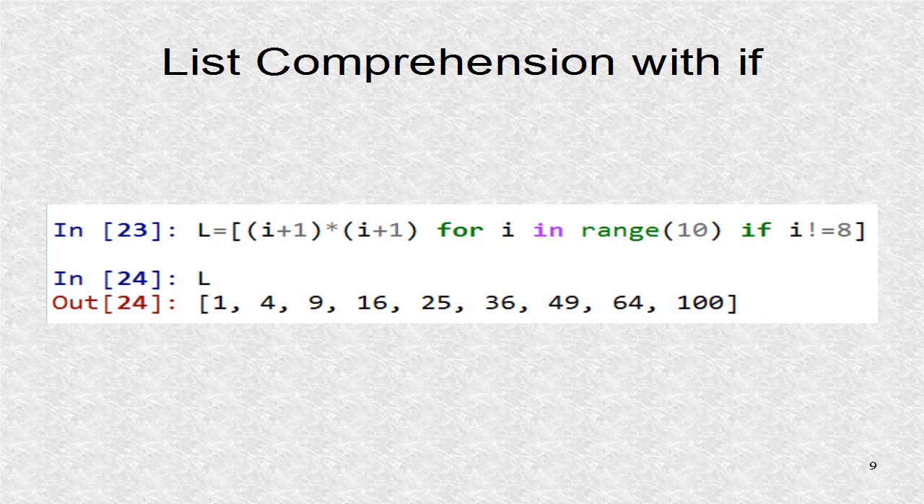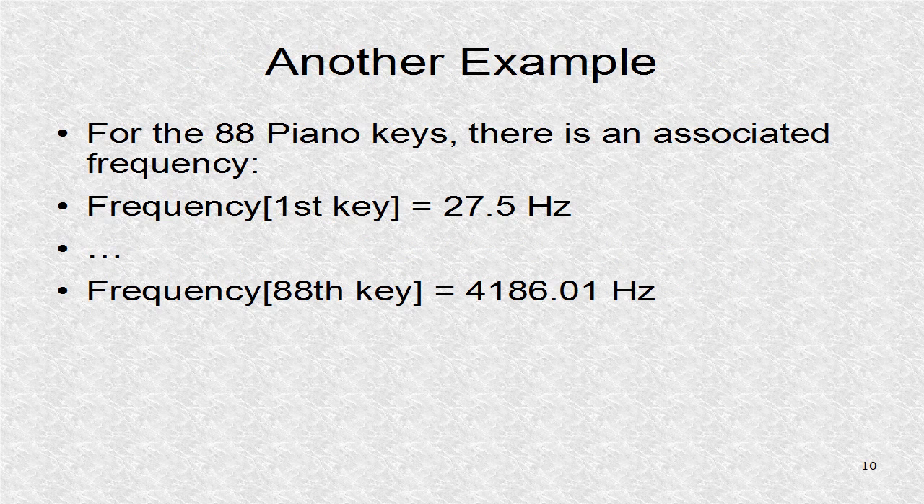9. A list comprehension can have an if condition after the for loop. This will filter out the i equals 9 case. 10. This is another example of a list. This list will have a length of 88 from 0 to 87. The first component will have a value of 27.5.